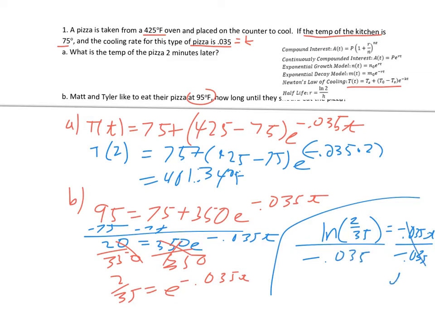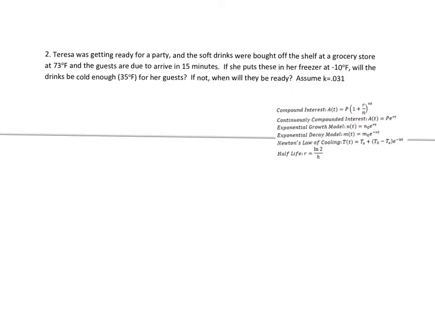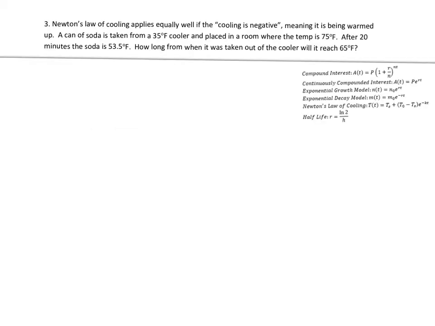And I'll just type that in the calculator now. So ln of 2 over 35 divided by negative 0.035 would be 81.78 minutes. So yeah, they're going to have to wait a long time for that pizza. All right, next up here we got number 2. So I'll let you guys try this one. Very similar to the previous.